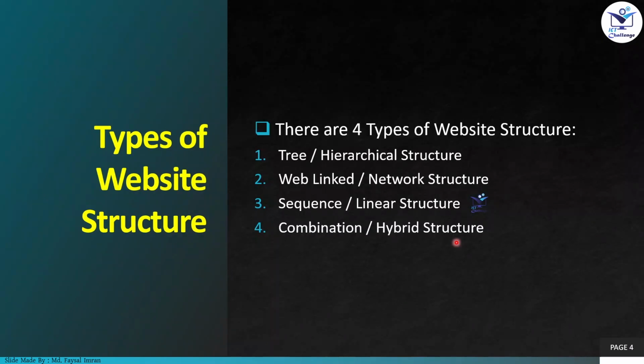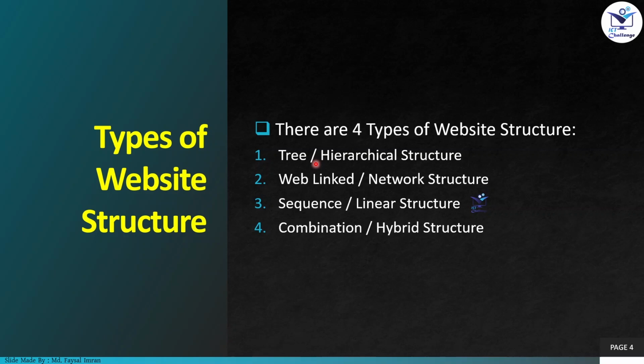After that we have the topic types of website structure. Inside a website we have many kinds of architecture. If you want to transfer from one web page to another web page, you have to maintain this structure. We have four structures here: tree or hierarchical structure, web linked or network structure, sequence or linear structure, and combination or hybrid structure. All of these structures work inside a website, because they indicate how your website works.